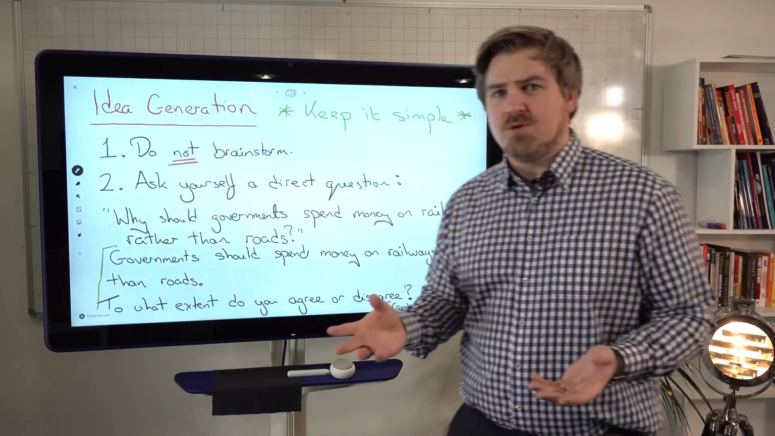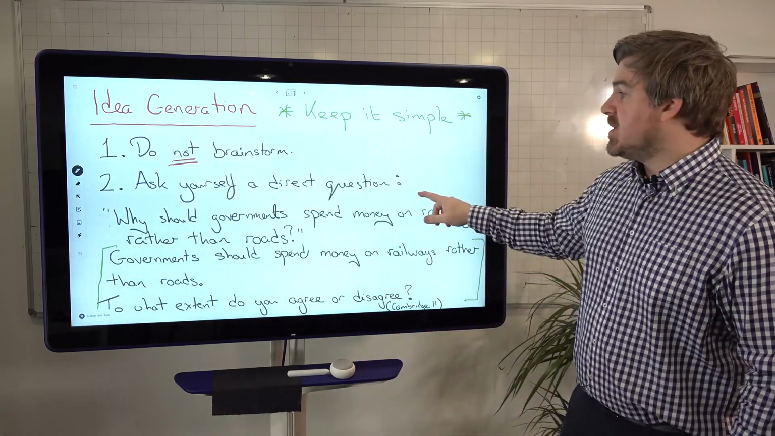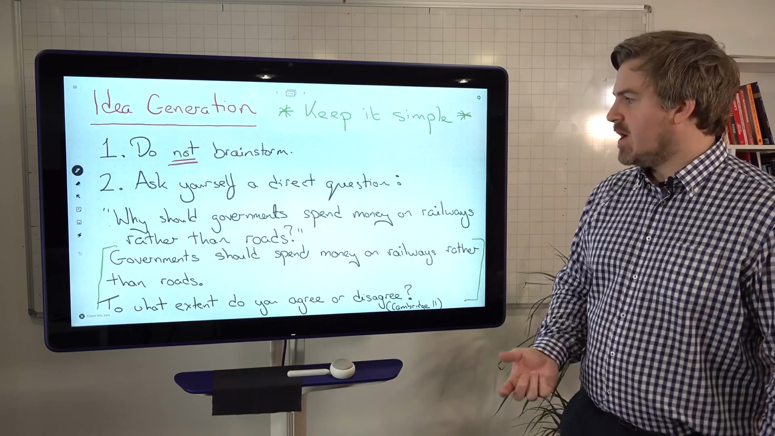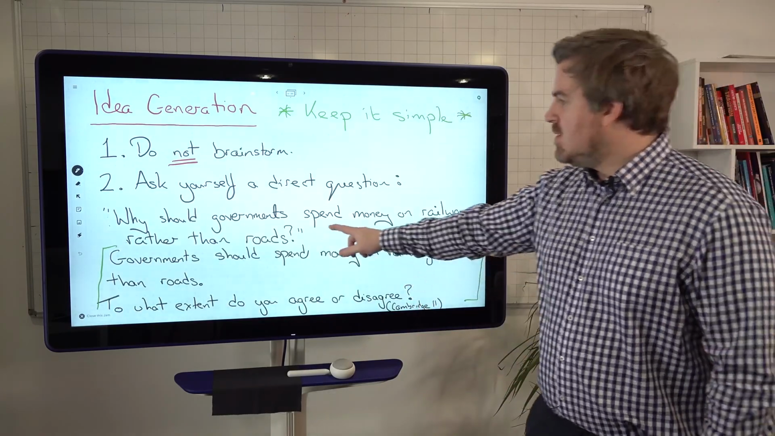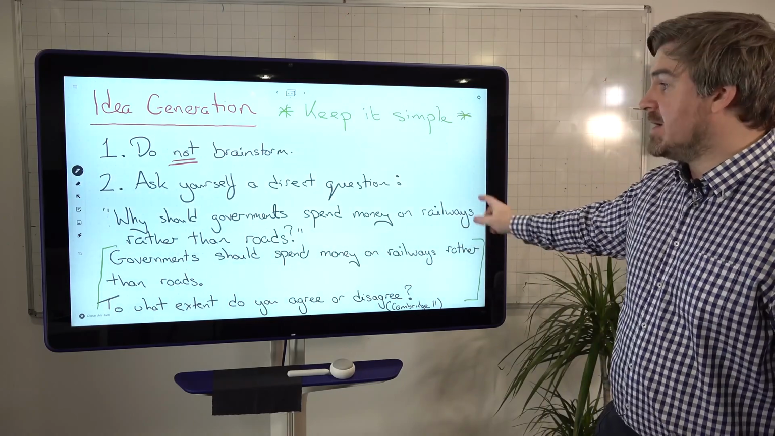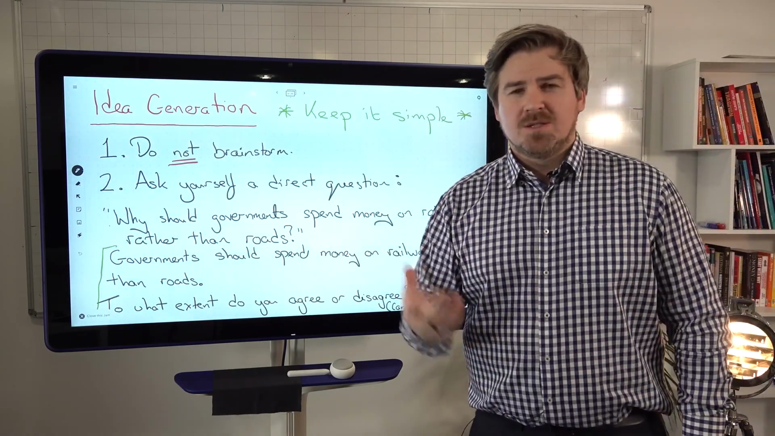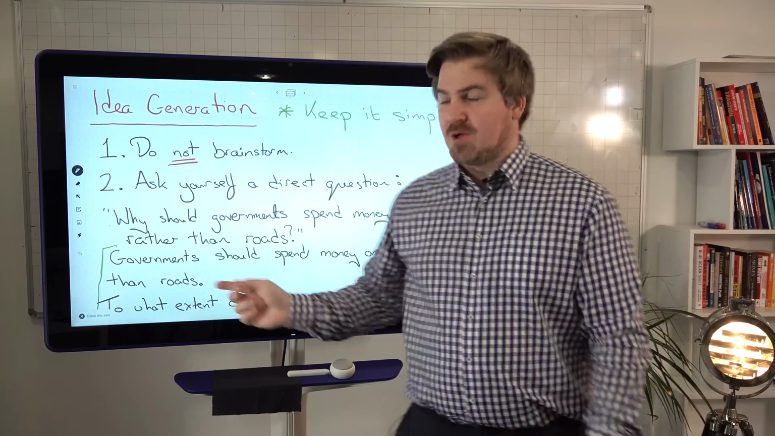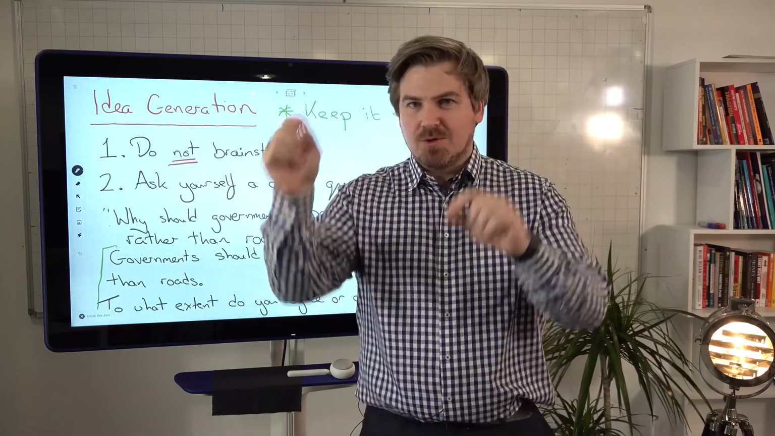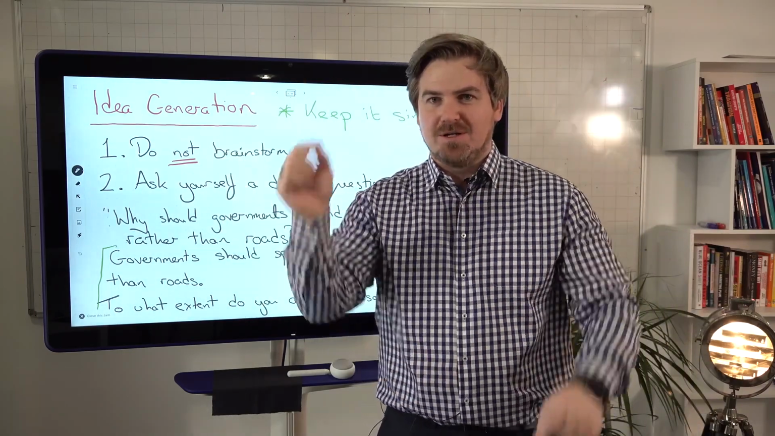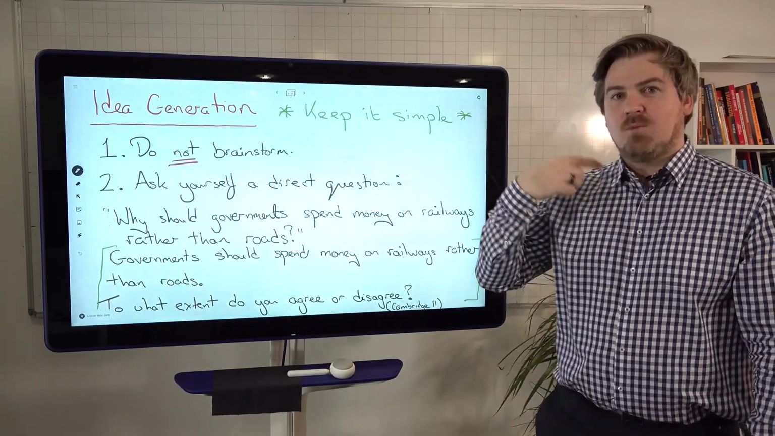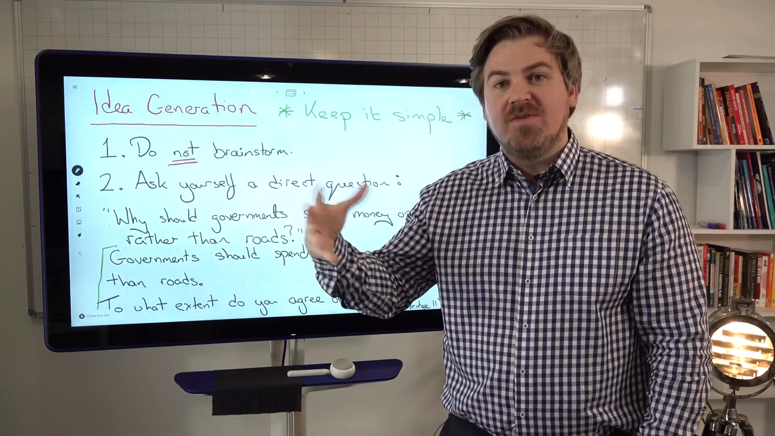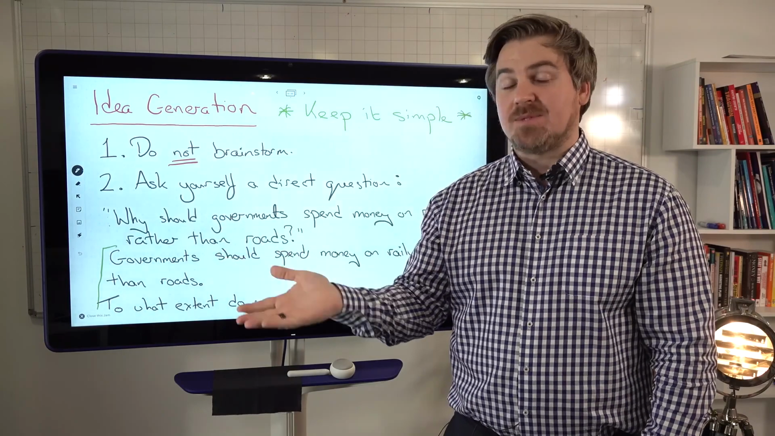So what should you do instead of brainstorming? Instead of brainstorming, just ask yourself a direct question. So for this particular question, what you would ask yourself is, why should governments spend more money on railways rather than roads? So instead of brainstorming where you would write railways versus roads and a little bubble around it and 20 arrows, just ask yourself one question. And what is the most obvious, straightforward idea that comes up?